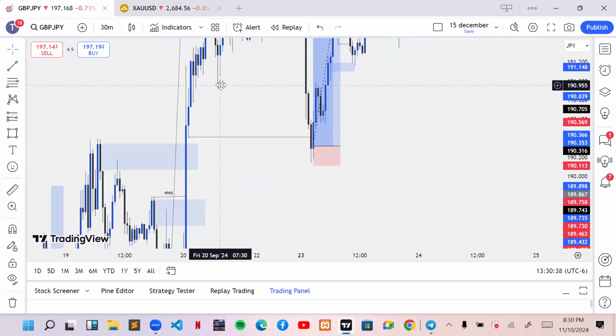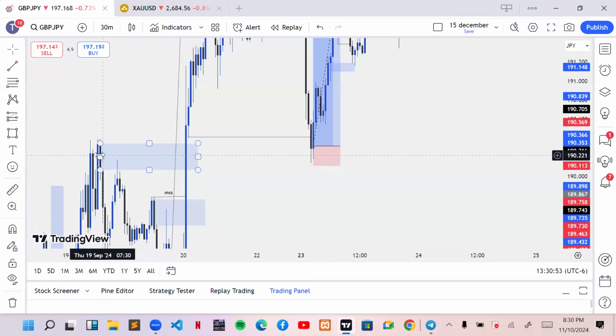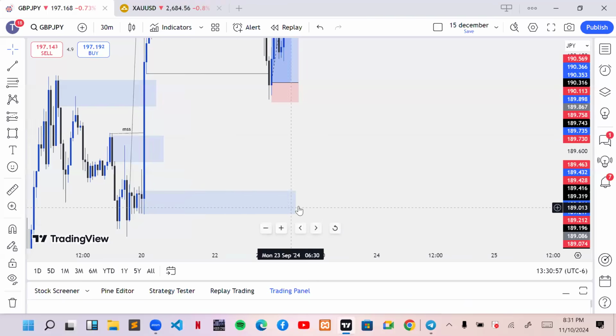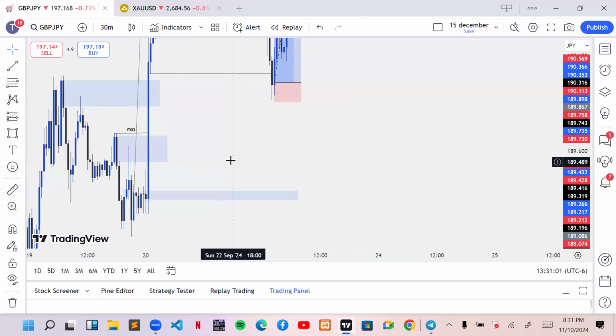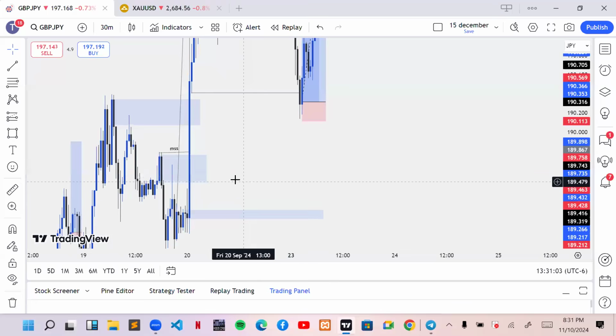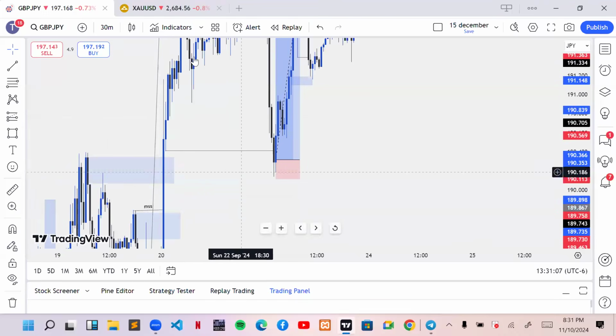After that, the third rule says it needs to be unmitigated. It means that price needs to not have tapped this point of interest after this structure break or shift in market structure. So if you check now, price did not tap the body of this breaker block, and at the same time, price did not tap the body of this other block. But now, which one do you use as your entry? Because most people get confused. Are they using this? Are they using this? Which one are they going to use for their entries?